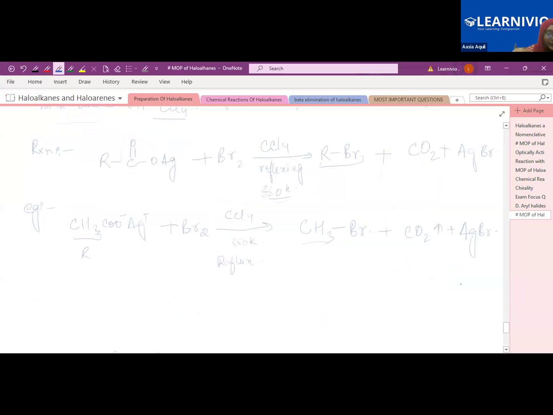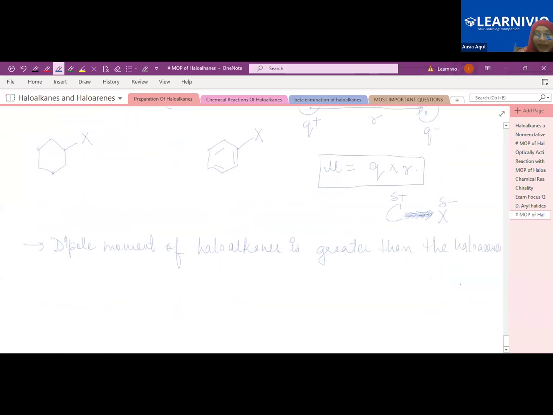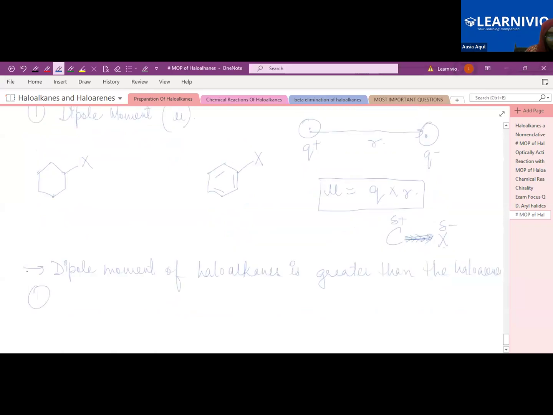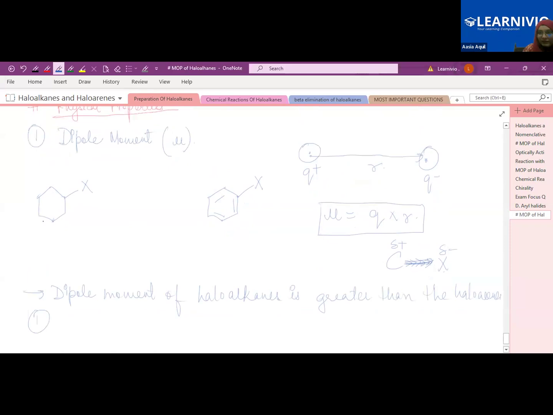Haloarenes. Okay, give reason. Dipole moment of haloalkanes is greater than the haloarenes. What is the reason behind that? Reason could be, you can see over here: this is a haloalkane, and this is a haloarene.